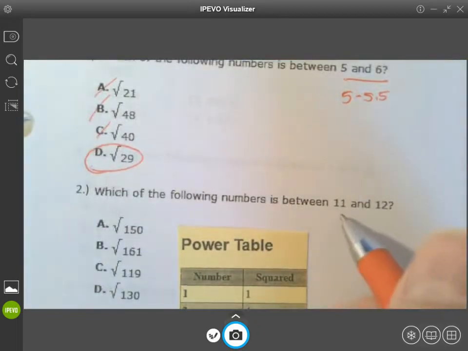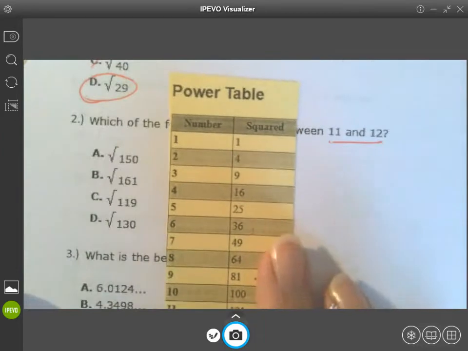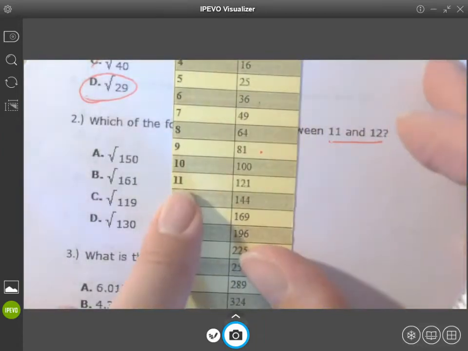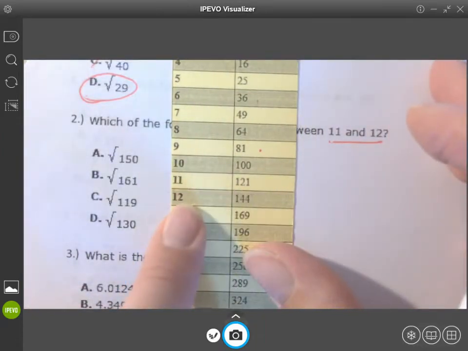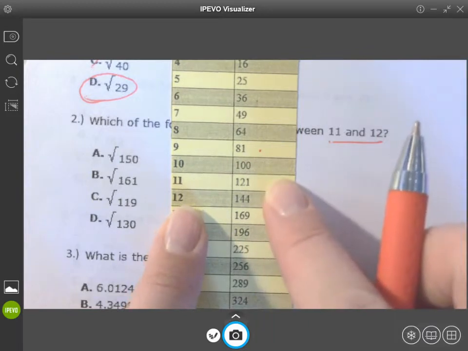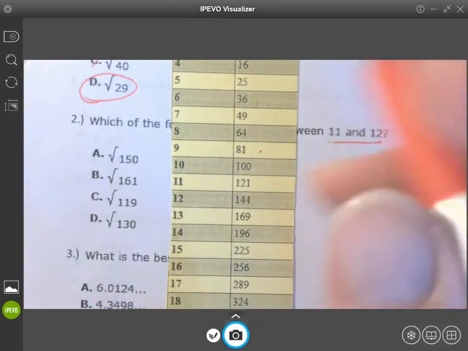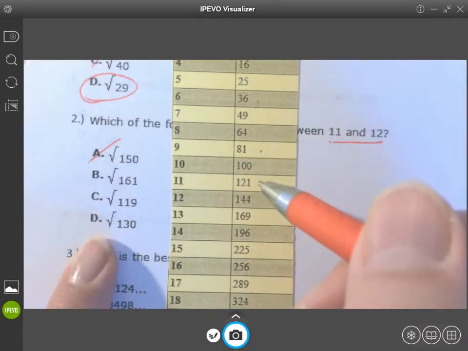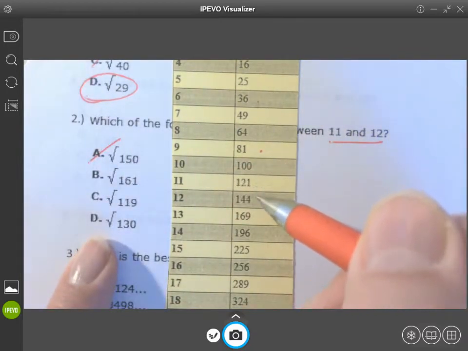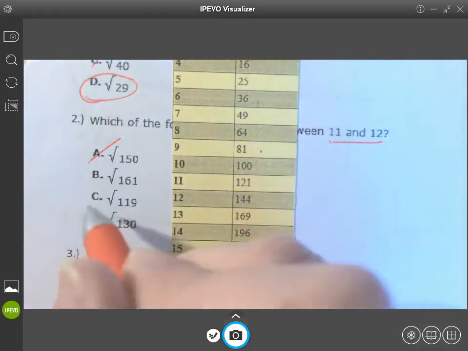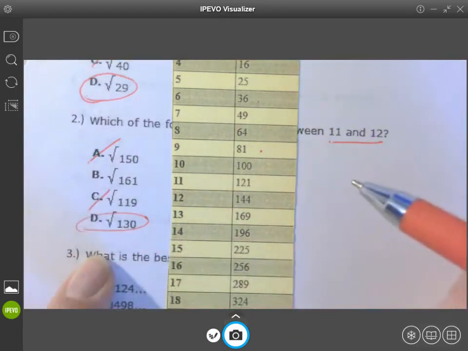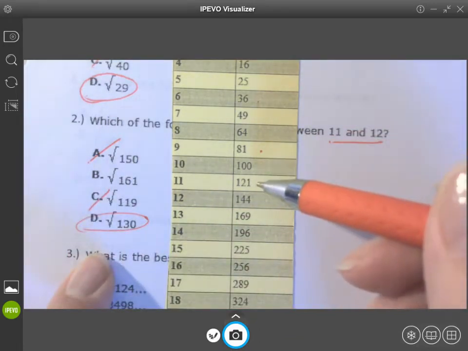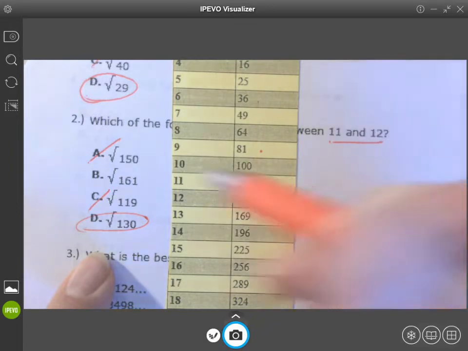All right, which one's between 11 and 12? All right, look at 11 and 12. 11 squared is 121. 12 squared is 144. Do you see it? So this is too big. I'm going between 11 and 12, which is 121 and 144. Do you see it? Yeah. Between 121 and 144.